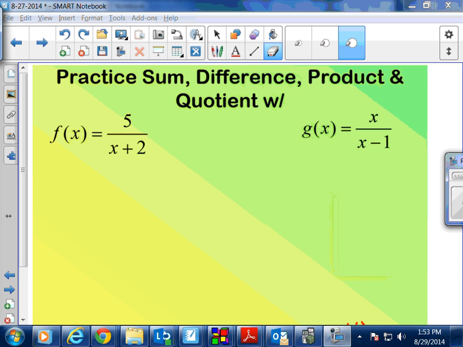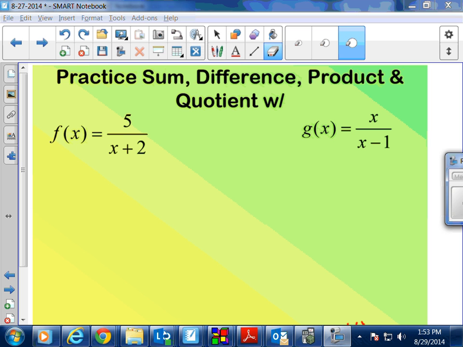Good day, class. Today we're going to be going over the sum, difference, product, and quotient of these two equations you see here. Yesterday we had the opportunity to practice the sum, product, and quotient of some equations that were fairly more simple. Now these right here are equations that are set up as a fraction.